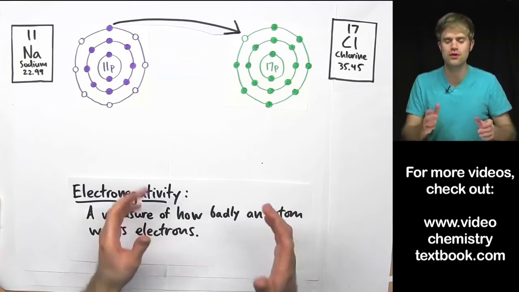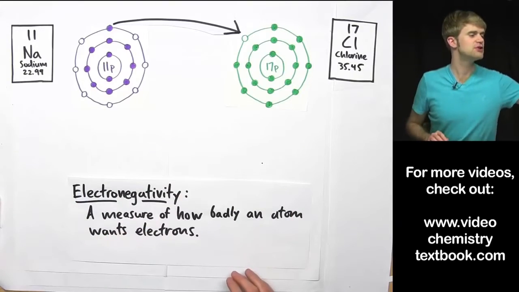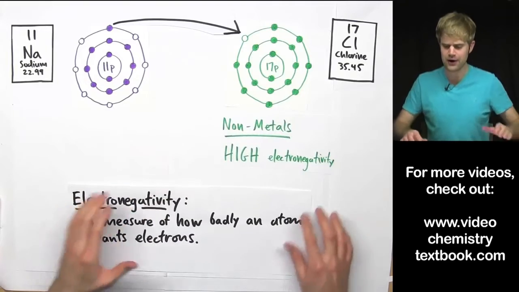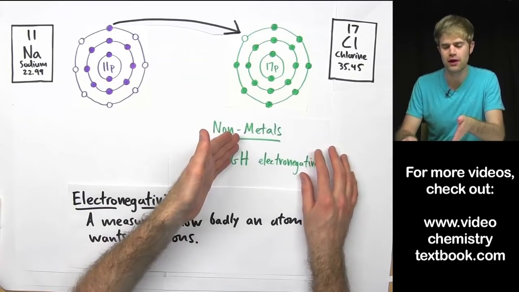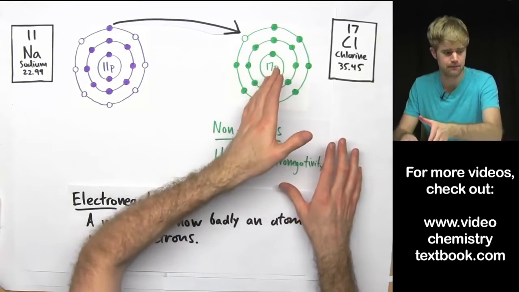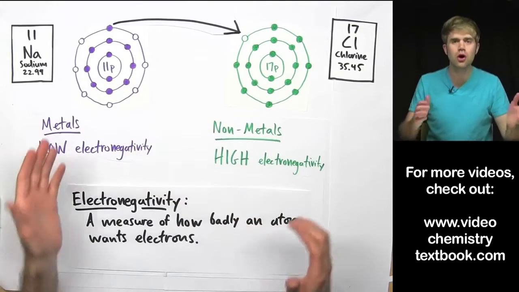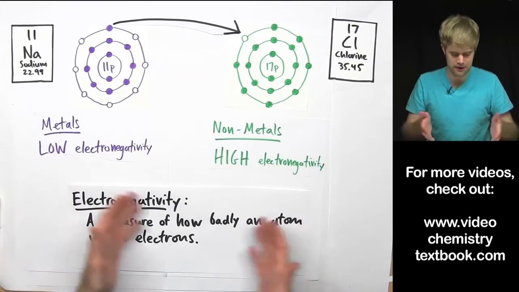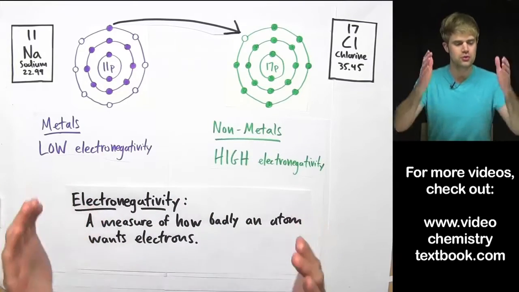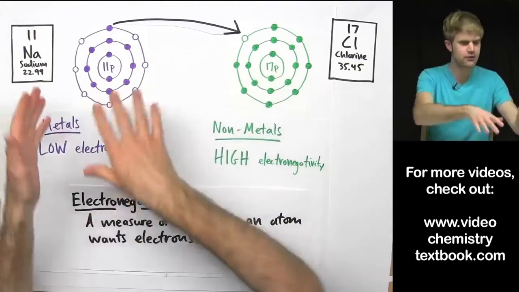This has to do with whether an atom is a metal or a nonmetal. Nonmetals, like chlorine, all have a very high electronegativity. They are very greedy. They want other electrons very, very badly. On the other hand, metals, like sodium, have a low electronegativity. They're not so greedy for electrons and they're willing to give them up. So that's why electrons move from sodium to chlorine and not the other way around.